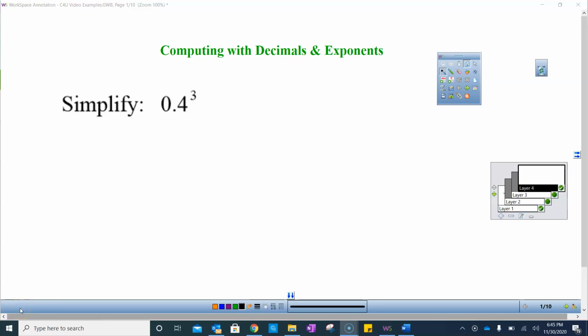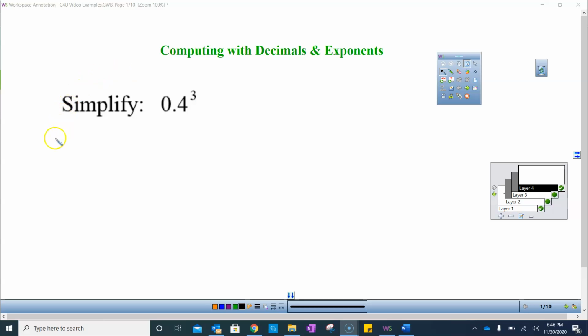All right, so in this video, we're going to look at how we compute decimal numbers that are raised to a power, that have exponents. So the directions say simplify 0.4 to the third power.